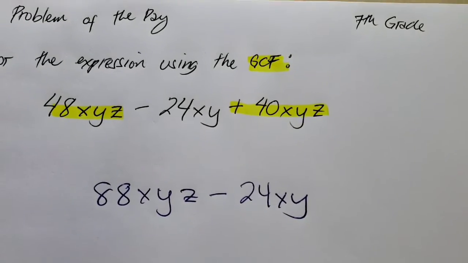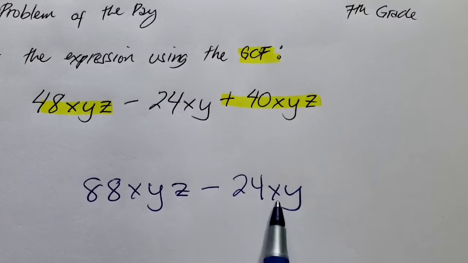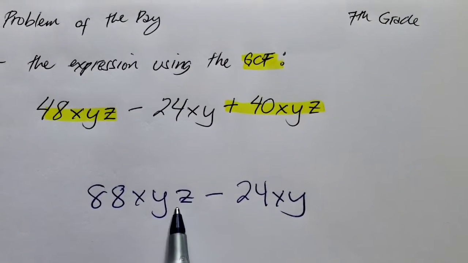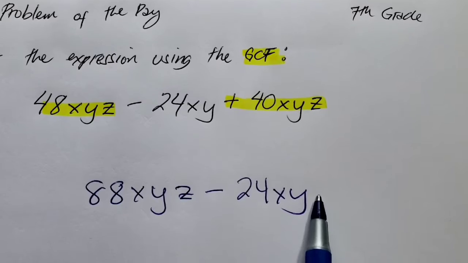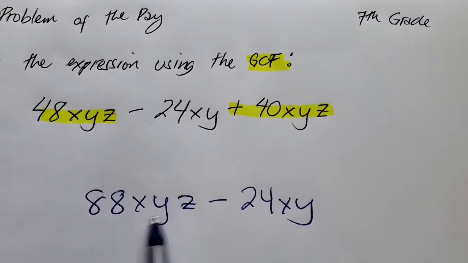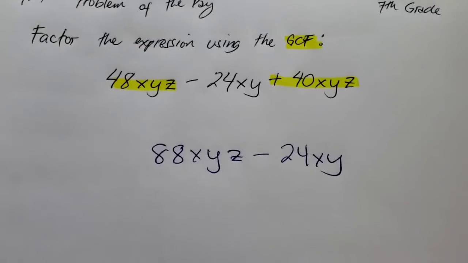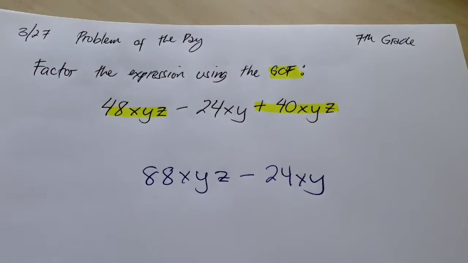Now, if you're asking, why can't we subtract 24 from 88 since we have xy and this has xyz? Well, that's the reason why. This doesn't have a z, so it's not the same term. These two are not like terms. Now we need to factor out these two. So, this expression with two terms.